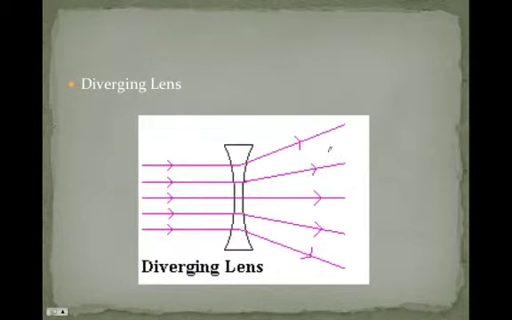Now the diverging lens does the opposite. It spreads light out. And again, it's because of the angle at which it comes in and the fact that it's slowing down that changes the angle. And so we have the initial angle, we have the new angle, and that spreads light out.